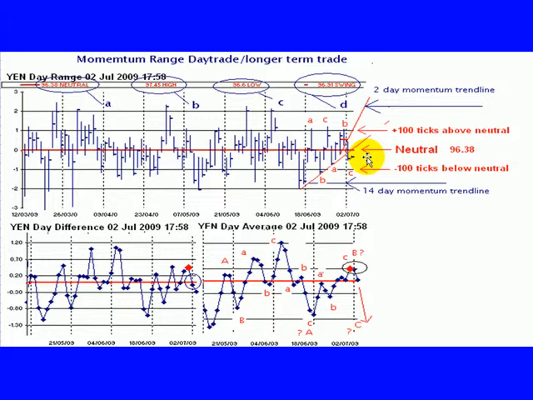And the previous day's low was 96.15. So we were actually looking for neutral to break. It did break. Now you had a 14-day momentum range trend line coming up here, and that came in at -20 below neutral. Neutral is 96.38. That's that figure up here.